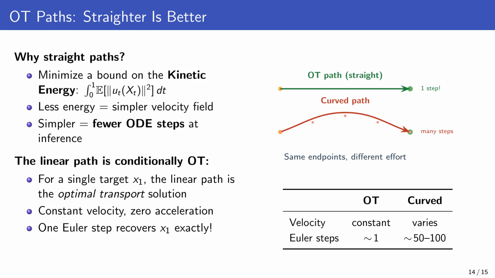The bottom path, in red, is a curved alternative that makes a detour. It arrives at the same destination, but the ODE solver needs many intermediate steps to follow the curve accurately. The table quantifies this. The OT path has constant velocity, zero curvature, and needs roughly one Euler step. The curved path has varying velocity, nonzero curvature, and needs 50 to 100 steps. In practice, this difference translates directly to sampling speed. OT paths enable fast generation with very few neural network evaluations. This is why the linear conditional OT path is the default choice in most flow matching implementations. It is simple, principled, and efficient.